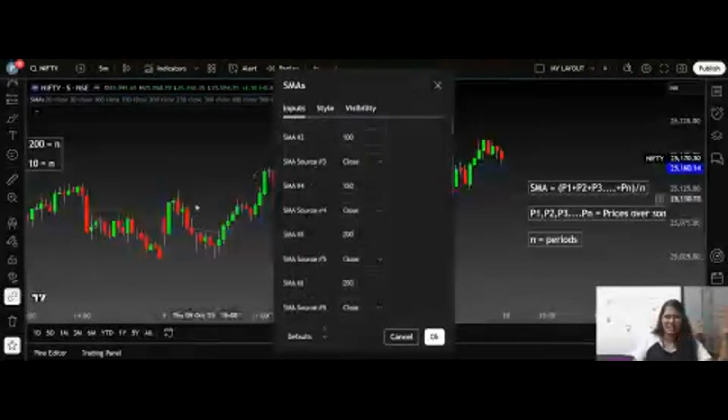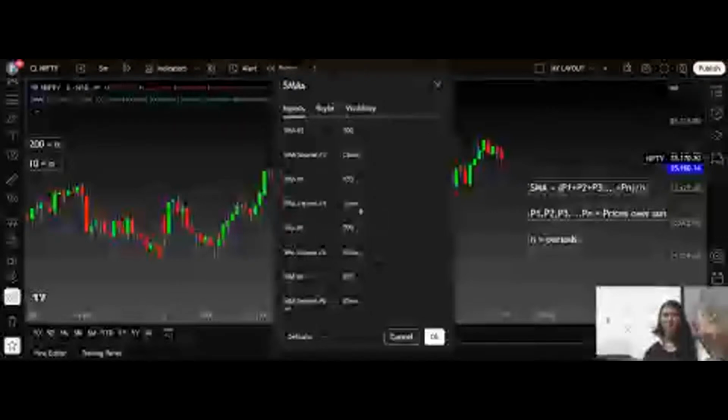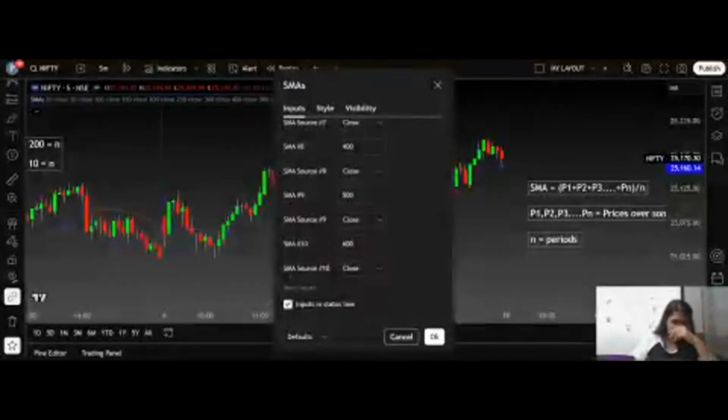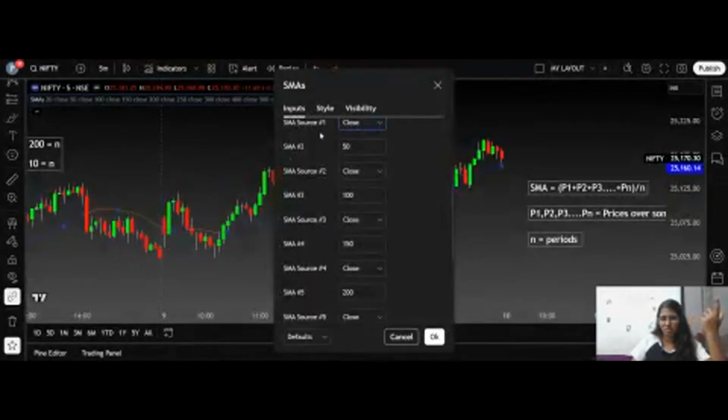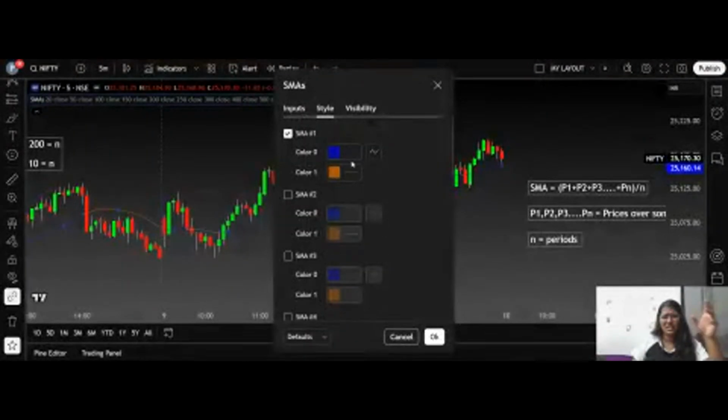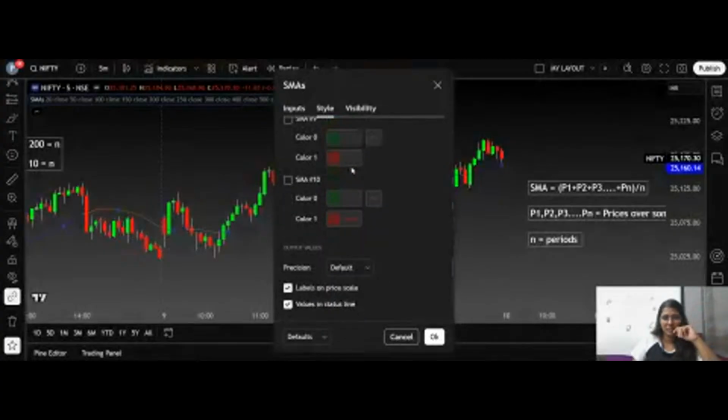SMA 2, SMA 3 are, you saw earlier that there are many lines, but I unticked all those lines and only took one SMA here. So these are SMA 2, SMA 3, which have different periods and different sources. Here all are close. In general, we take close. But if you don't want to take close price, it's your indicator. You can do anything with it.